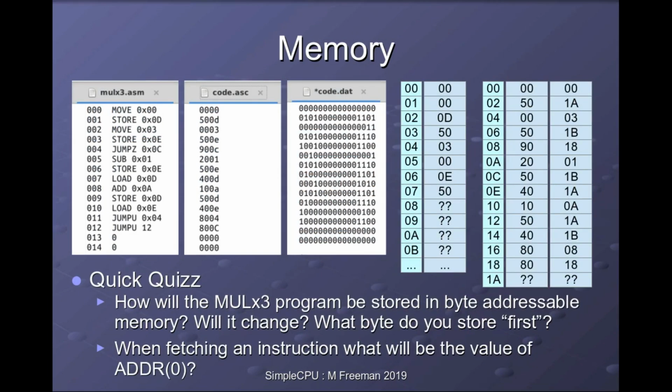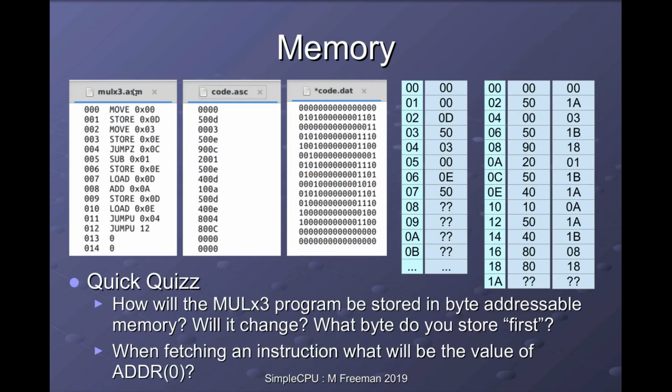Okay, quick quiz. How will moving from a 16-bit memory to an 8-bit memory affect our multiplication program? How will it be stored in memory? So here we have our multiplication program. This is its machine code, this is the binary representation. And normally each instruction is stored in one memory location as a 16-bit word. But how will that transition to byte addressable affect this? As always, you may want to pause the video now and work through this as the answer follows.